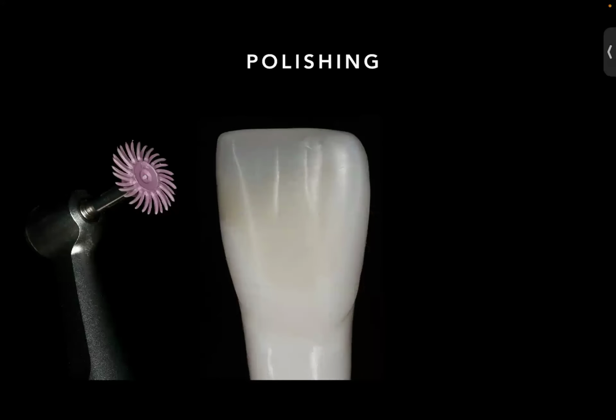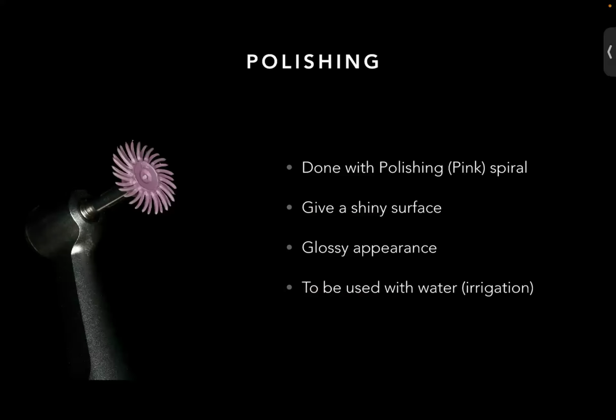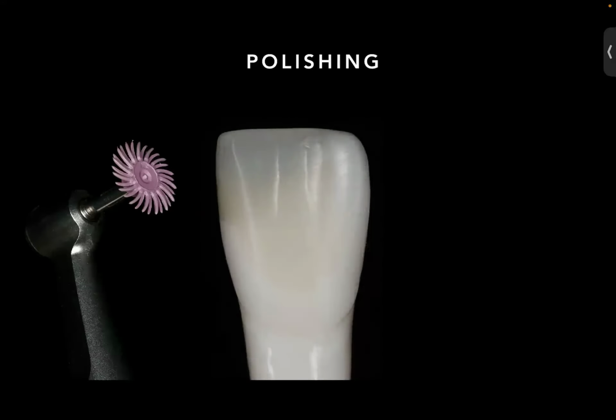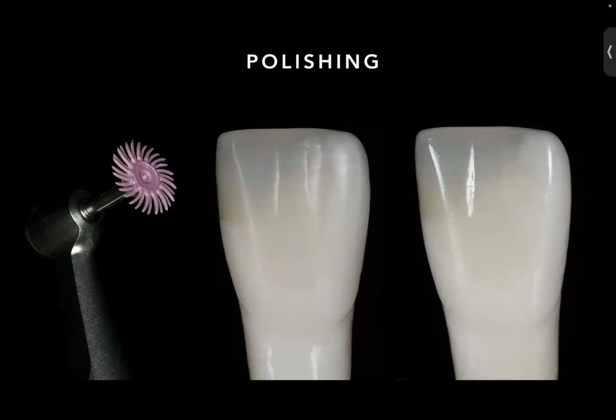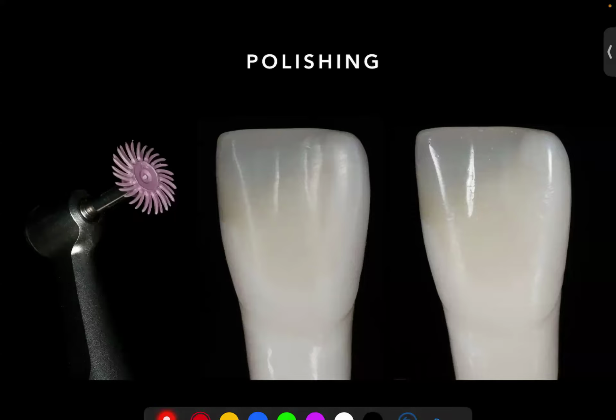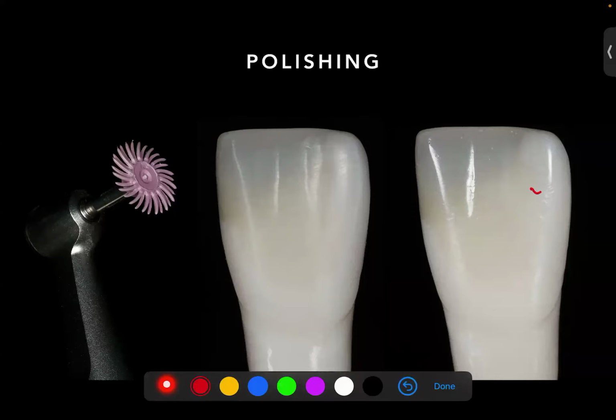Let's go ahead and use the polishing spiral, which is the pink spiral, 3M Soflex polishing spiral. It gives us a glossy appearance, and this is supposed to be used with continuous irrigation. So this is the surface we had after our pre-polishing spiral, and this is the gloss we got. Now please note that in this you might be seeing the tertiary anatomy, just a hint of it, because I did it after the pre-polishing.